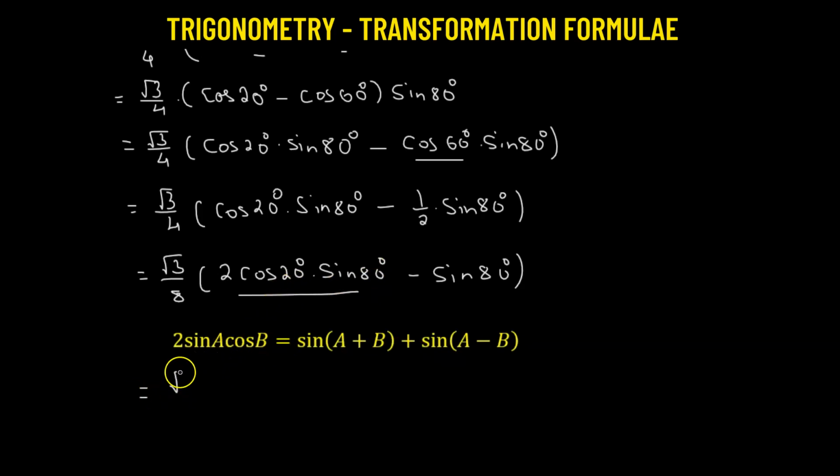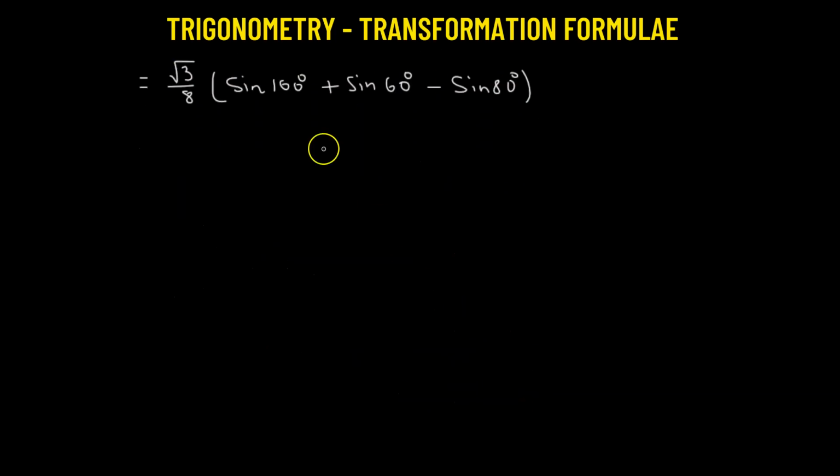So this is going to give us square root of 3 over 8 multiplied to sine of A plus B. That means 80 plus 20, so that's going to be 100 degrees, plus sine of 80 minus 20, so that's 60 degrees. We have sine 60 degrees minus sine 80 degrees. Fine. Let's further simplify. Let's work with sine 100 degrees.